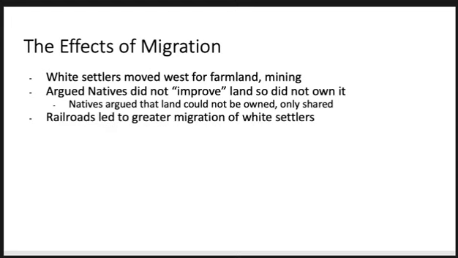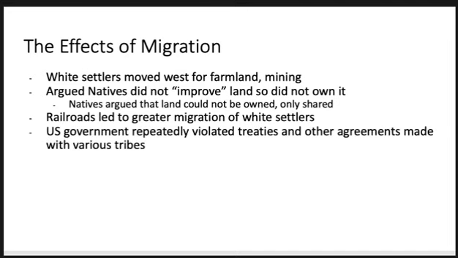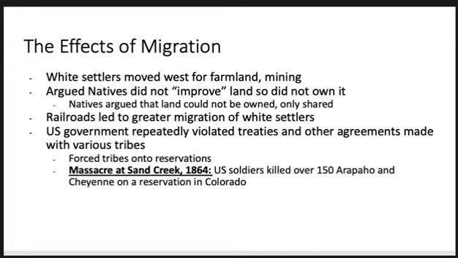Nevertheless, more white Americans moved west thanks to things like the railroads, and white Americans moved out here in the thousands. The United States government signed treaties with Native Americans in attempts to make things peaceful and to allow for sharing of land. But the United States government repeatedly violated these treaties and other agreements made with various tribes. Ultimately, they forced tribes onto what are called reservations, which is land that is supposed to be just for the tribes, where the tribes are supposed to stay, which is extremely frustrating.